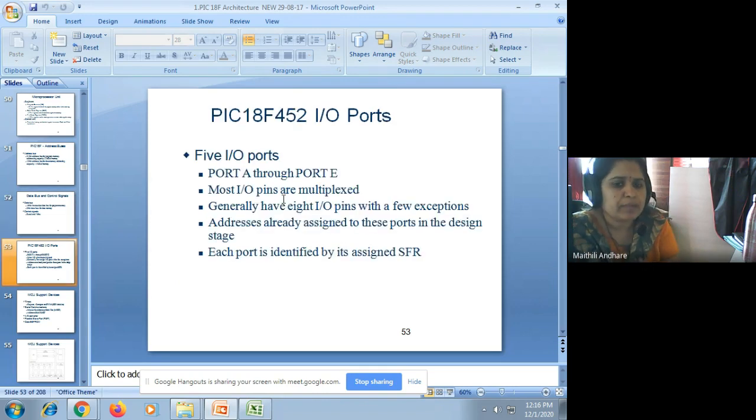Then apart from that, we have seen that the PIC microcontroller has a total of 5 ports: A, B, C, D, E. And apart from that, all the pins are multiplexed.